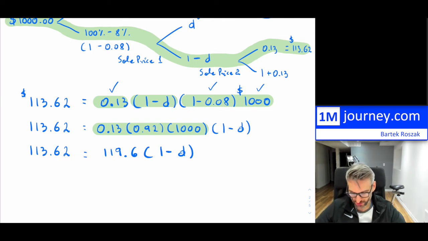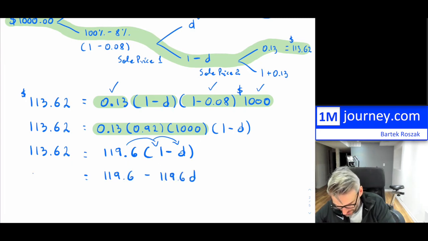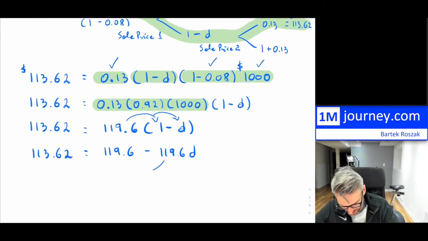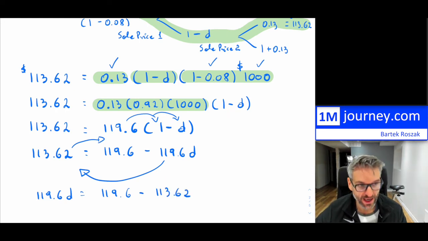So now you can do one of two things. You can divide by 119.6 on both sides to get rid of it, or you can distribute this across the bracket, which I guess I can do. So I'm going to do it right here. That's 119.6D. So maybe I'll swap these. I'll move this on this side, and then I'll move this on that side. So I'll have 119.6D equals 119.6 minus 113.62.